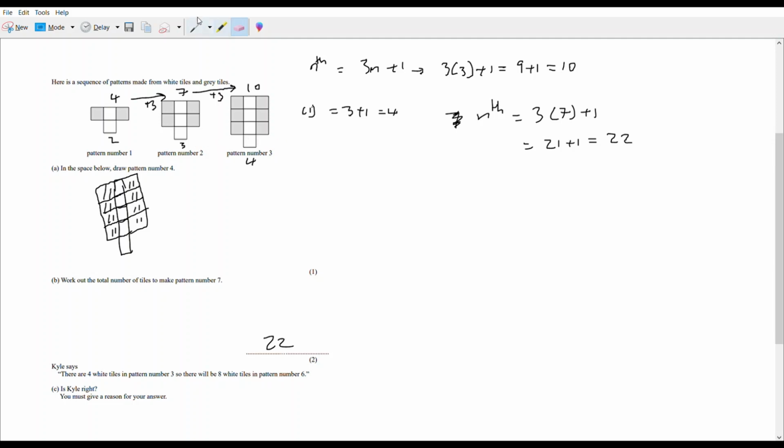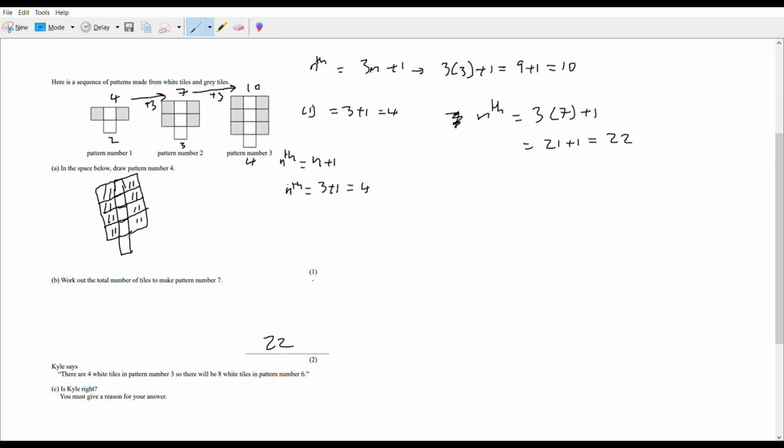We don't need the reds actually. We're only looking at the whites. So 2, 3, 4. Would there be 8 in pattern 6? Let's double check that. We can do a sequence in this one. So the difference between 2, 3, and 4 is what? Plus 1. So all you're going to do is n plus 1. This is for the white tiles. So the nth term of the white tiles is n plus 1. If we're looking at the third pattern, it's going to be 3 plus 1, which gives us 4, which is the number of white tiles there are.